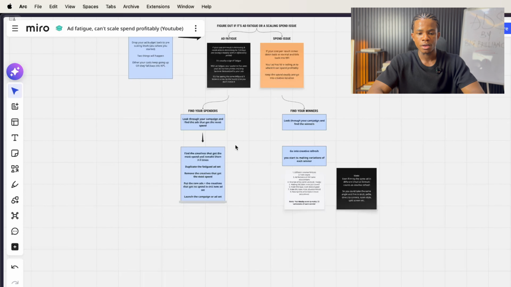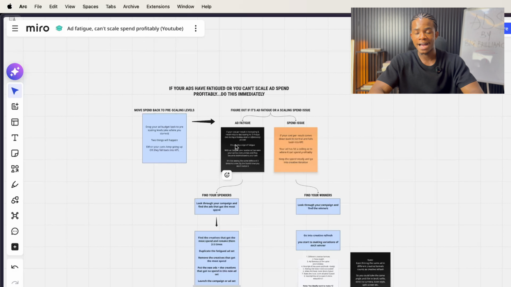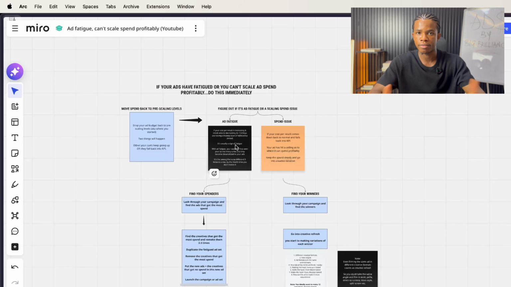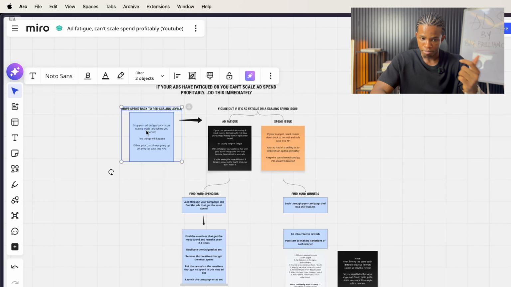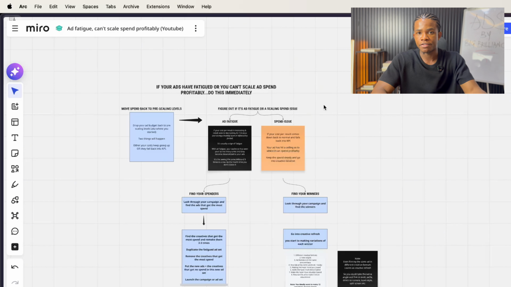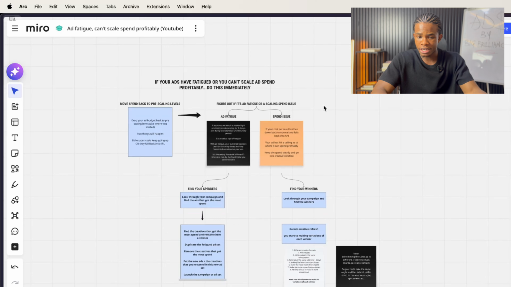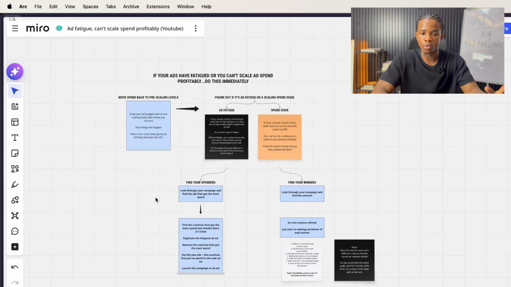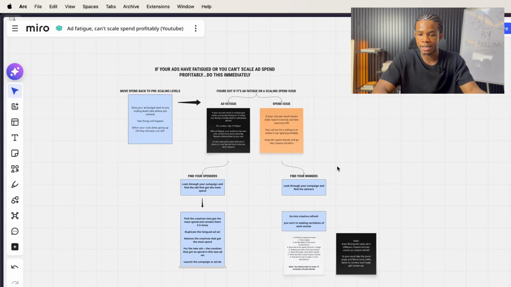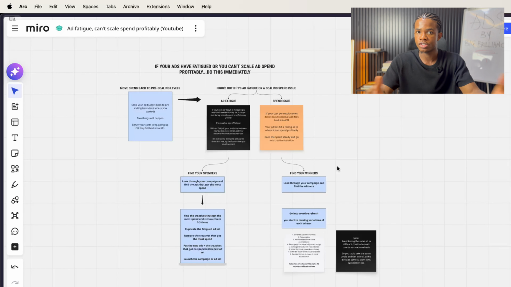And that is the process that we follow if ads have fatigued or ads can scale profitably. That is literally what we do. It's very simple, and you just want to do this. So move your spend back, figure out if it's an ad fatigue issue or a scaling spend issue. And then if it's ad fatigue, you want to find the spenders. If it's not ad fatigue and it's a spend issue, then you want to find your winners and iterate upon those. And literally that's what you have to do. It's very simple, it's very systematic.